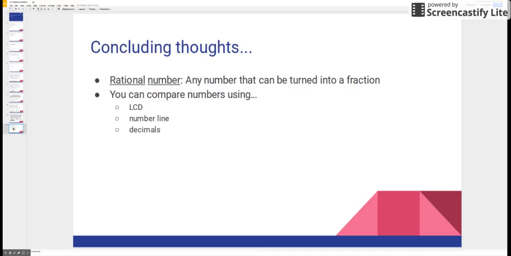Alright, and some concluding thoughts. A rational number is any number that can be turned into a fraction, and you can compare numbers using LCD, a number line, and decimals.